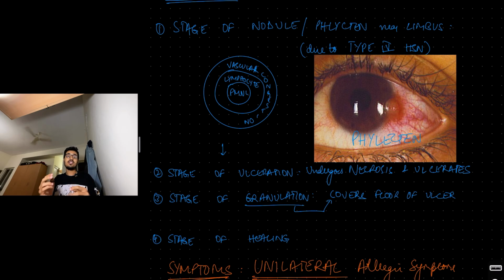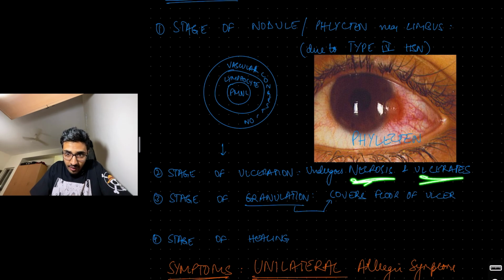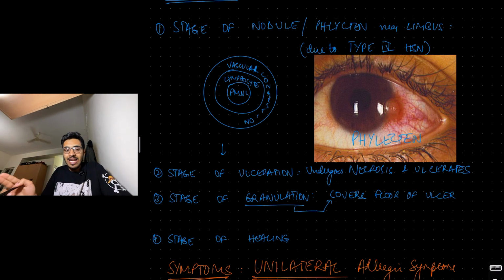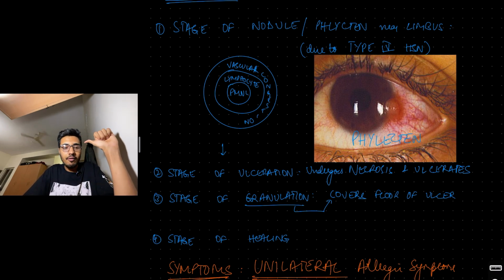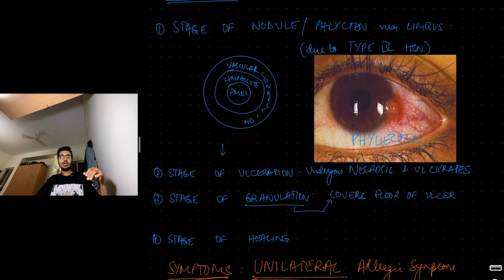Then what happens? Stage of ulceration. These nodules or phlectin start to go for necrosis and they ulcerate. Once they form an ulcer, stage of granulation. Granulation tissue begins to deposit at the floor of the ulcer, and whenever there is granulation tissue, it is always indicative of healing. So stage of healing. So first, near the limbus, there is formation of a phlectin or a nodule because of a type 4 hypersensitivity reaction, where you have polymorphonuclear leukocytes, lymphocytes, and vascular congestion. Then the phlectin nodule can go into necrosis and ulceration. Then granulation tissue deposits, followed by the stage of healing.